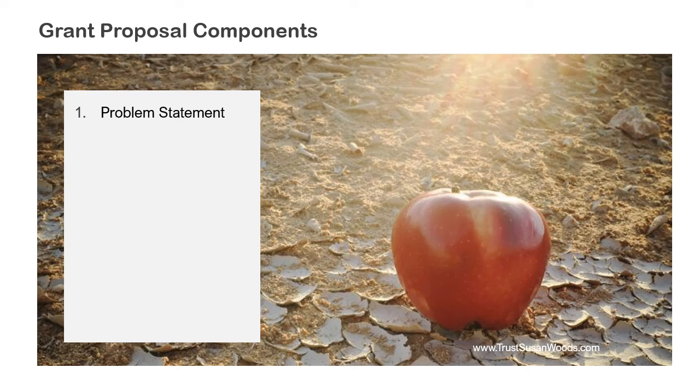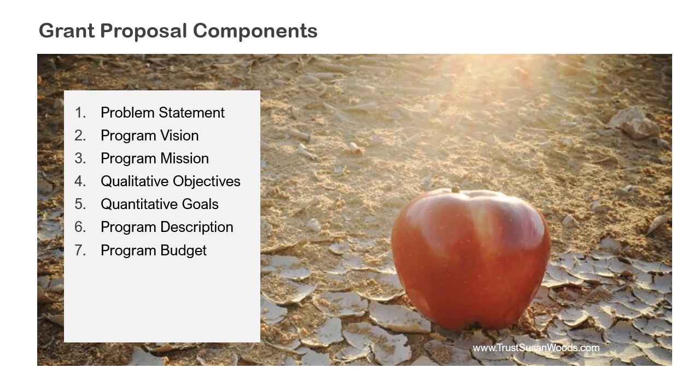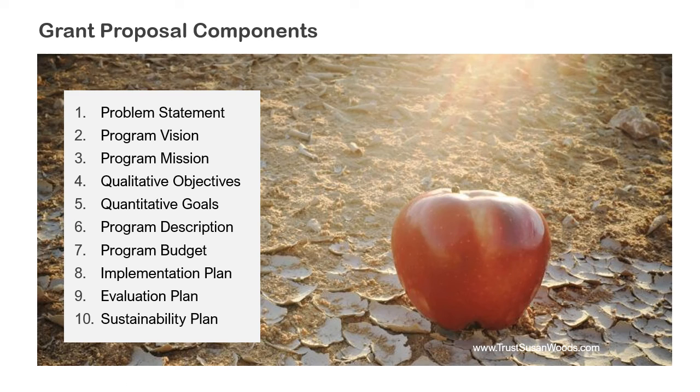Problem statement, number one. Number two, program vision. Number three, program mission. Four, qualitative objectives. Five, quantitative goals. Six, program description. Seven, program budget. Eight, implementation plan. Nine, evaluation plan. And 10, sustainability plan. These are the 10 components of a standard grant proposal. Now I am going to elaborate on each one of them.